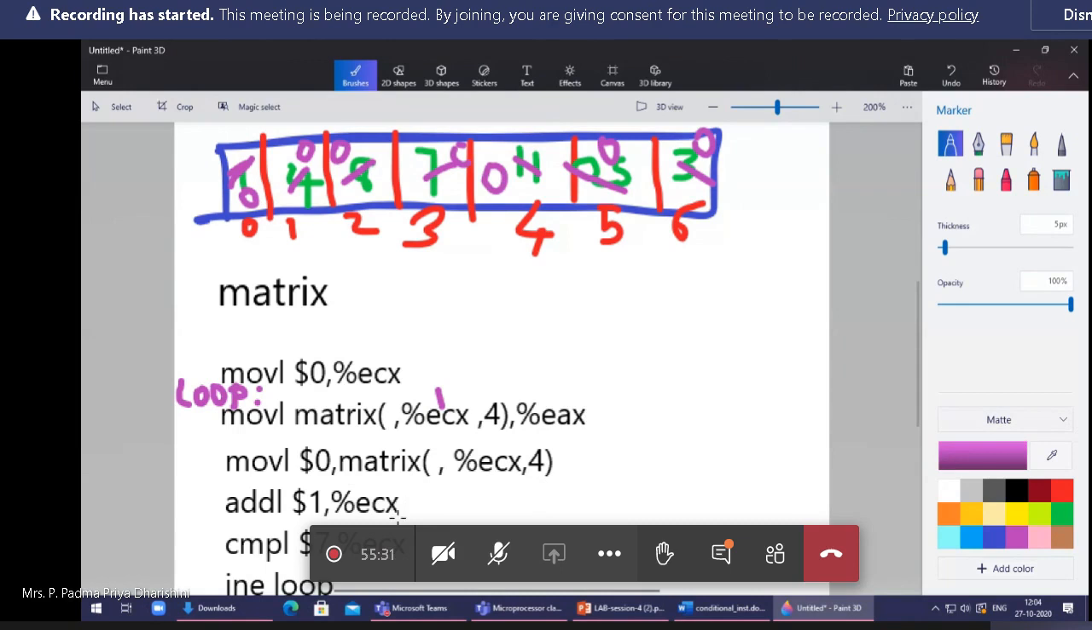Okay, so now we are moving 0 to the first element of the array, and then we are adding 1 to ECX. Now ECX becomes 2. Okay, we are comparing 2 and 7. It is not equal. So if it is not equal, it has to go to the loop. In the loop, what is it doing? Now the value of ECX is 2. So now the second element of the array is moved to EAX, and we are moving 0 to the second element of the array, and value 1 is added to the ECX register.